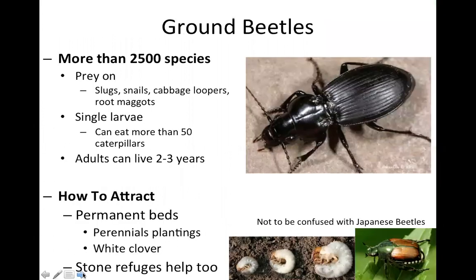Yeah, ground beetles are fantastic. They're big black beetles, and they just devour slugs and caterpillars and cabbage loopers and things like that. If you see these guys, leave them. Not to be confused with Japanese beetles, which you definitely want to get rid of, but if you see an all black kind of beetle, they're great for your garden. You can attract them by planting clover, they love white clover, and by having rocks and stuff in your garden on the edges where they like to build shelters.